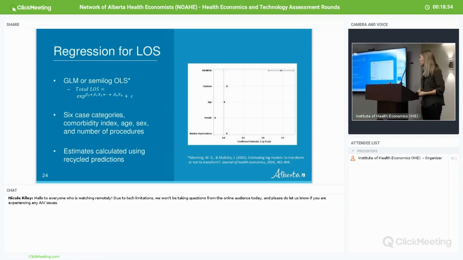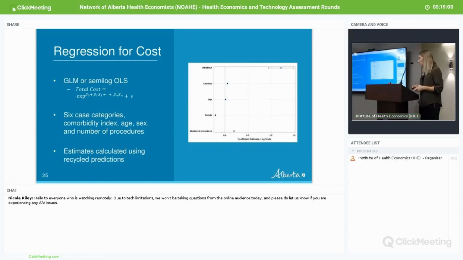So to estimate LOS, we used six case categories: comorbidity, age, gender, and the number of procedures in hospital. On the right, you see our coefficient plot. Keep in mind that this is on log scale. So we could see that the model was finding that hospital-acquired MRSA really did increase the length of stay. And then to actually get our estimates out of the model, we used recycled predictions.